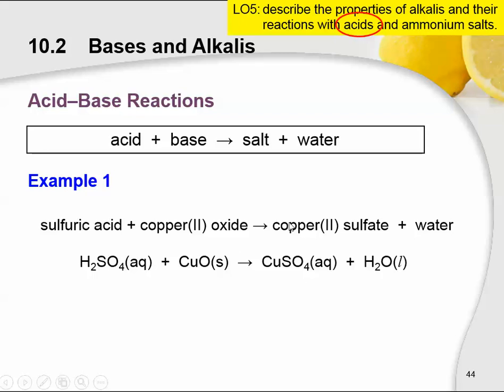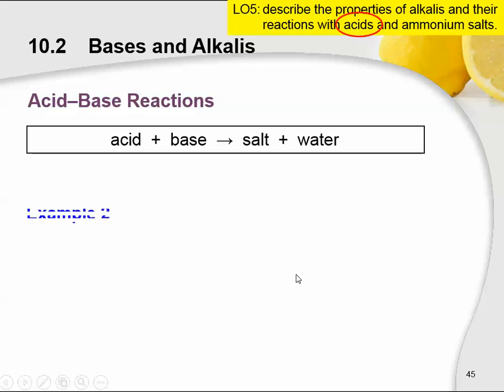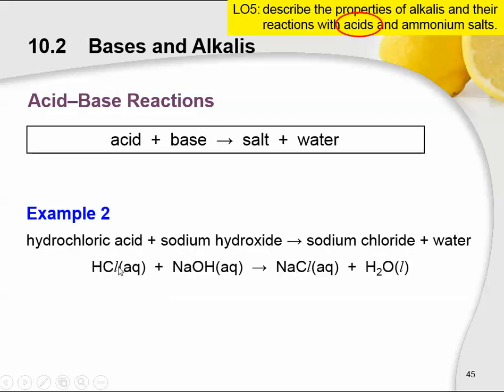Let's recall, what is a salt? A salt is formed when an acid's hydrogen, for example in sulfuric acid, is replaced by a metal ion, which is copper replacing the hydrogen to form copper(II) sulfate. So when a hydrogen ion is replaced by a metal ion, a salt is formed. For example, HCl is an acid. When the hydrogen ion is replaced by sodium, it forms sodium chloride, which is a salt. So acid plus alkali forms a salt and water.